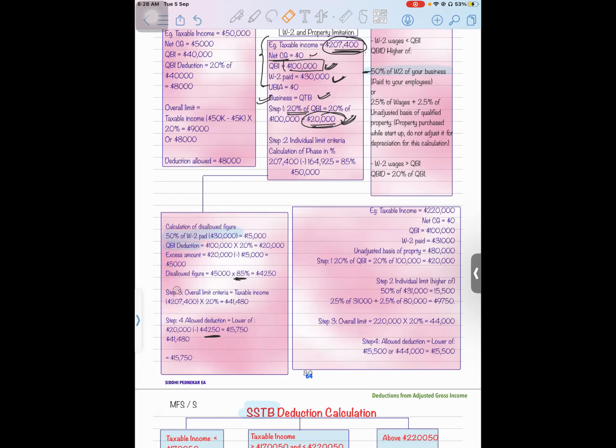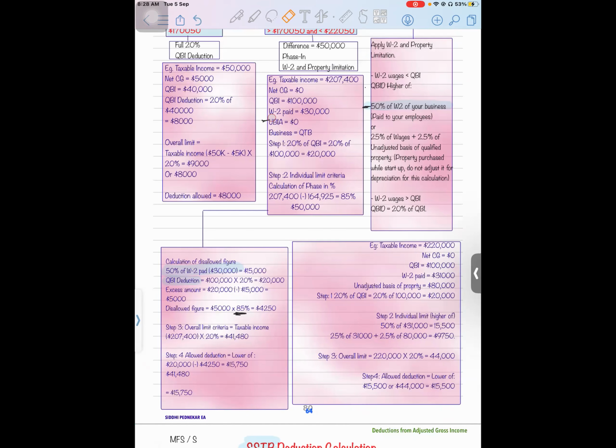Any question till now, guys? If you understood this, SSTB will be easy to understand, because SSTB is a bit more complex than this. In the exam the weightage of SSTB is not that much, but we can't say anything. If they come up with a very difficult paper, they might ask SSTB also.